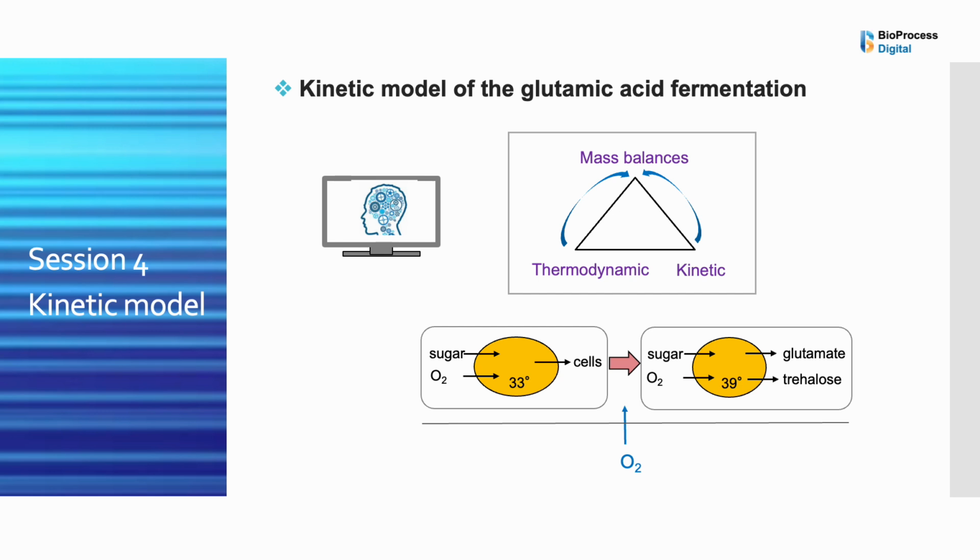In Session 4, to conclude the first part of the course, you will construct the simulation model for the temperature-triggered glutamic acid fermentation. Using the Balances thermodynamic kinetic triangle approach, you will establish model relationships that combine the kinetic laws governing cell growth and metabolism, the laws of oxygen solubility and oxygen transfer, and the mass balance equations that describe the time variations of substrates, cell, and metabolites concentrations.